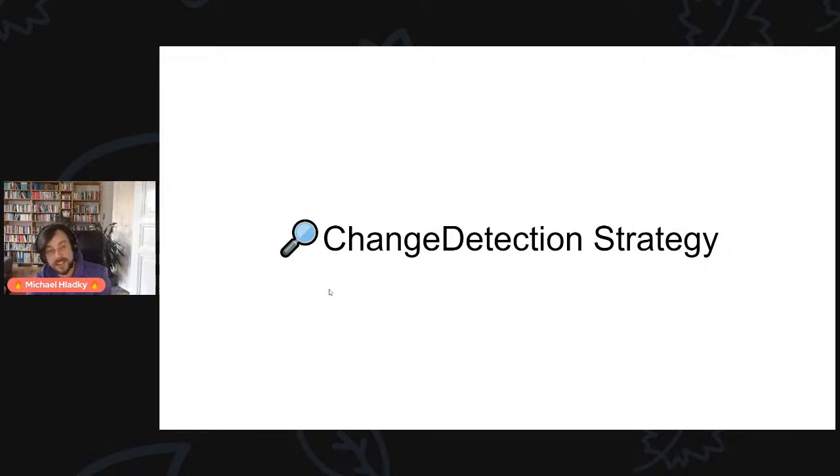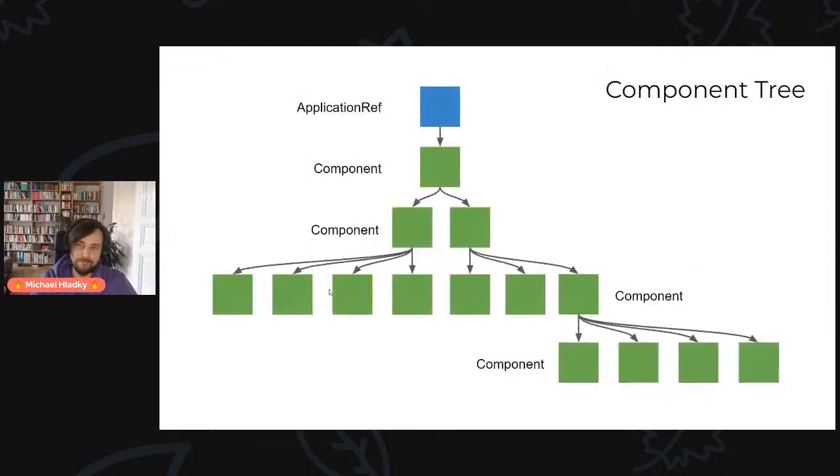Let's go back to Angular and talk about the fundamentals in Angular change detection. What we see here is a component tree. At the very top, we have the application reference, and then we have the application component, the app component, and then we have all other components, our lists, our tiles, and this is basically what Angular renders, a tree structure of DOM elements.